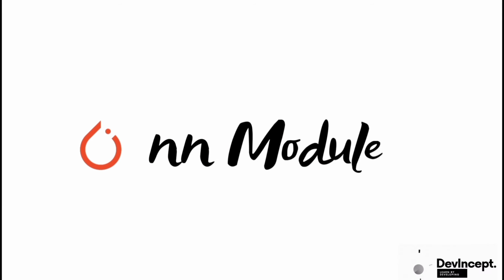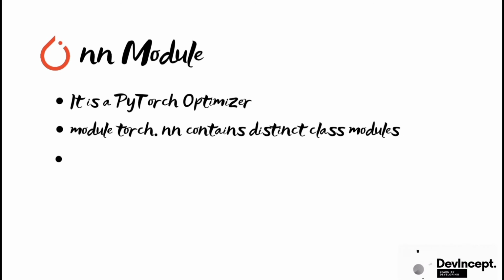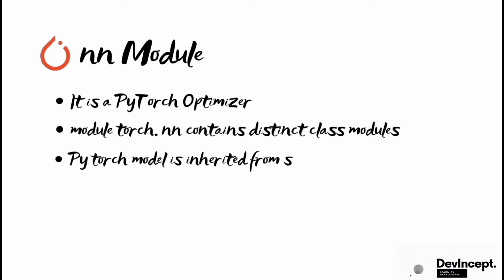Let us conceptually understand what the nn module is. The nn module uses tensors and automatic differentiation modules for training and building layers such as input, hidden, and output layers. The module torch.nn contains different classes that help you build neural network models. All models in PyTorch inherit from the same subclass nn.Module, which has useful methods like parameters, call, and others.